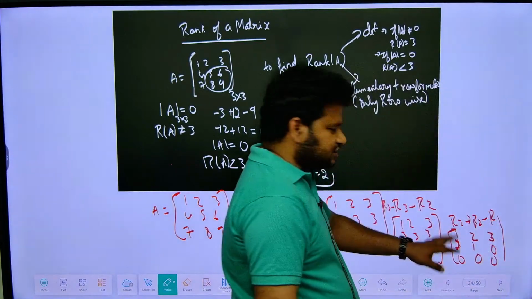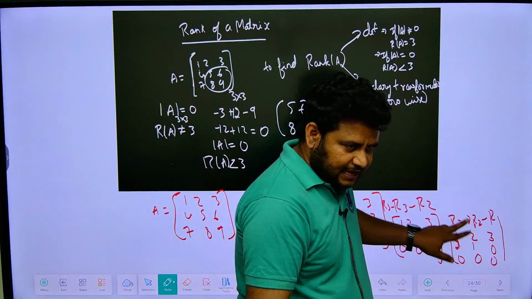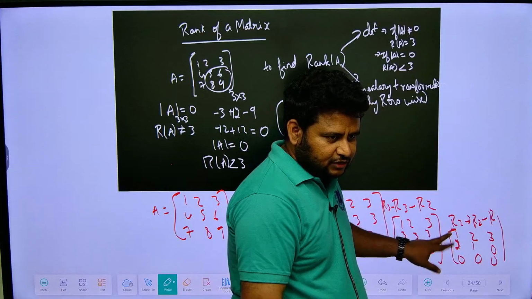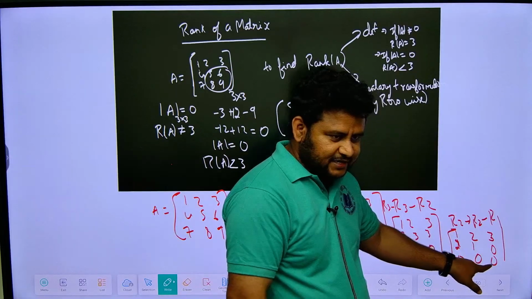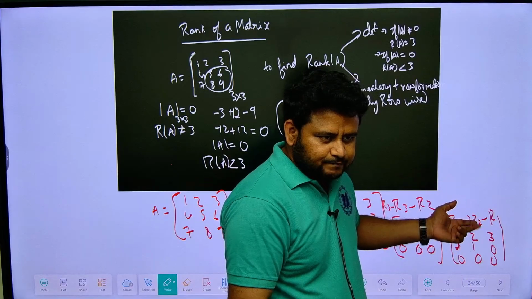How much ever transformation I do, I'll end up with these two rows remaining as they are. These two rows you cannot change further. You cannot make them same. Only one row is eliminated. Now 2 rows are remaining. So rank of A is what?